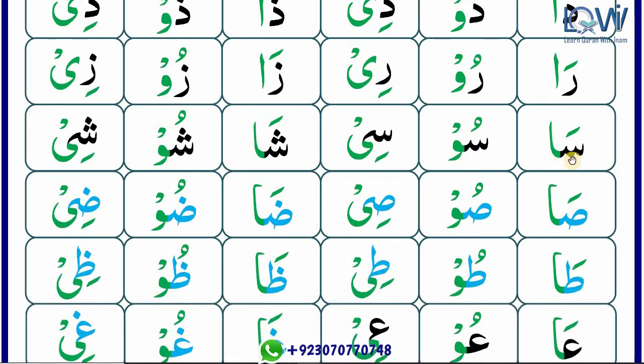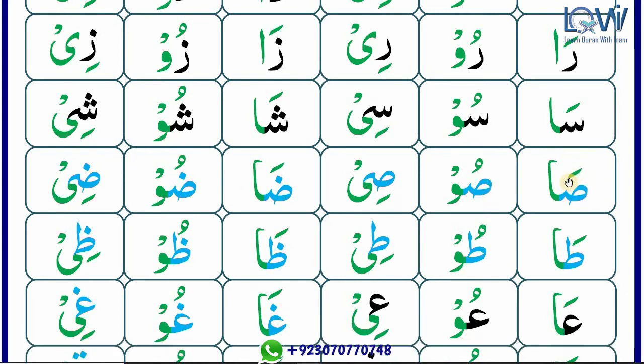Next letter is seen. Seen is a superior letter, that's why with whistle sound. And we will read this line without spell. Sa su si. Sha shu shi.